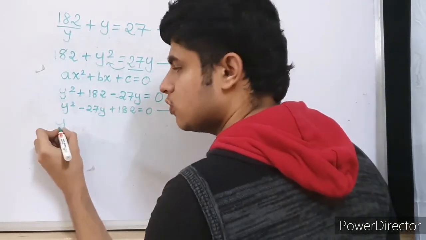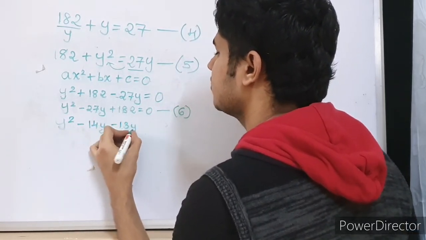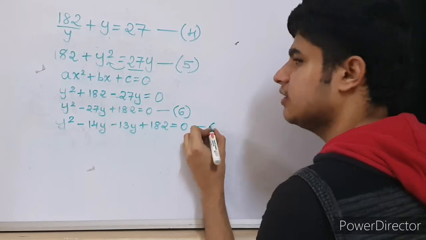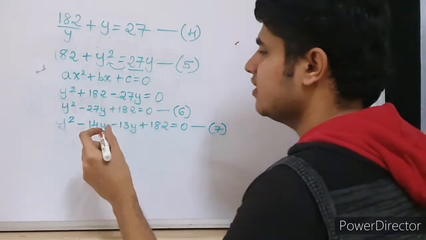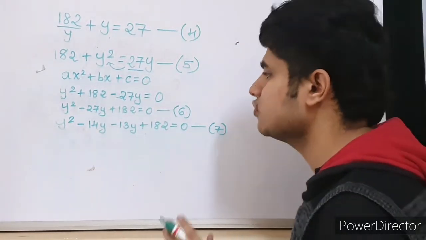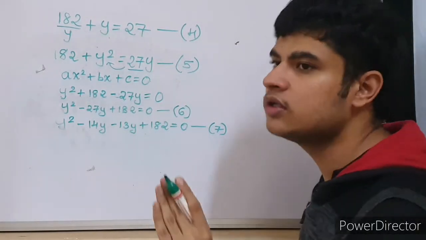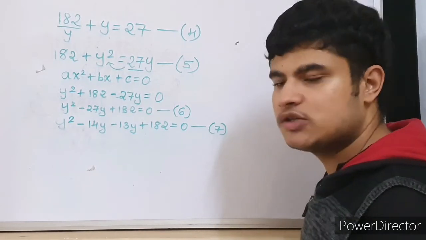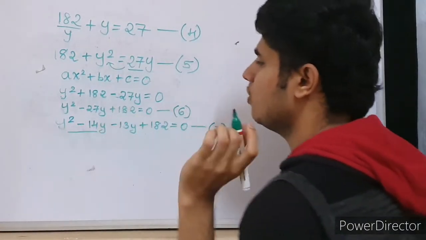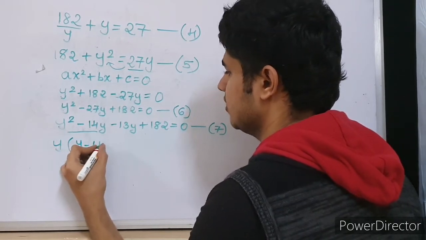So I will write this: y square minus 14y minus 13y plus 182 is equal to 0. I will call this equation 7. What I have done is just split the middle term as minus 14 and minus 13. Their sum comes to minus 27 and your product, minus 14 into minus 13, comes to 182 as we saw already. Now our job is simple. We have to just take the common terms. First two terms, what is common? Only y is common. So what will remain is y minus 14.